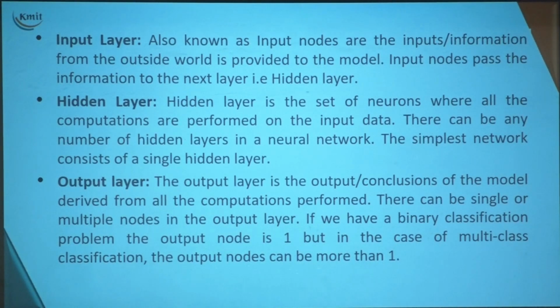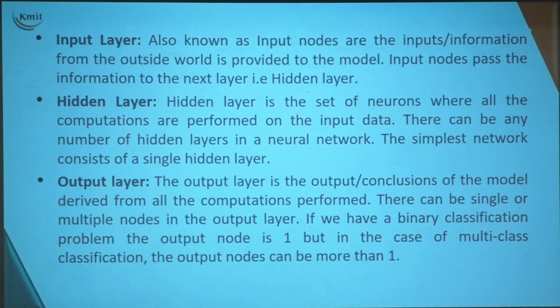Input layer, also known as input nodes, is where the input information from the outside world is provided to the model. Input nodes pass the information to the next layer, which is called what? Hidden layer. Hidden layer is a set of neurons where all the computations are performed on the input data. There can be any number of hidden layers in the neural network. The simplest neural network consists of what? A single hidden layer, like what we have seen in the previous figure.